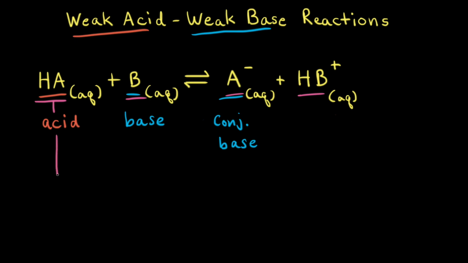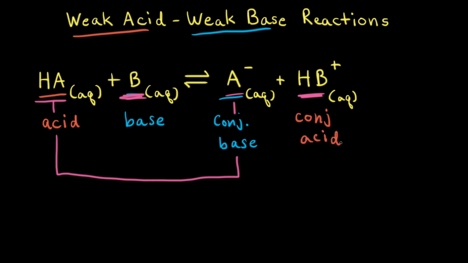So there's one H+ difference between HA and A-. They are a conjugate acid-base pair. When B accepts a proton, it turns into HB+. Therefore, HB+ must be the conjugate acid to B. Since there's one H+ difference between B and HB+, they are a conjugate acid-base pair.